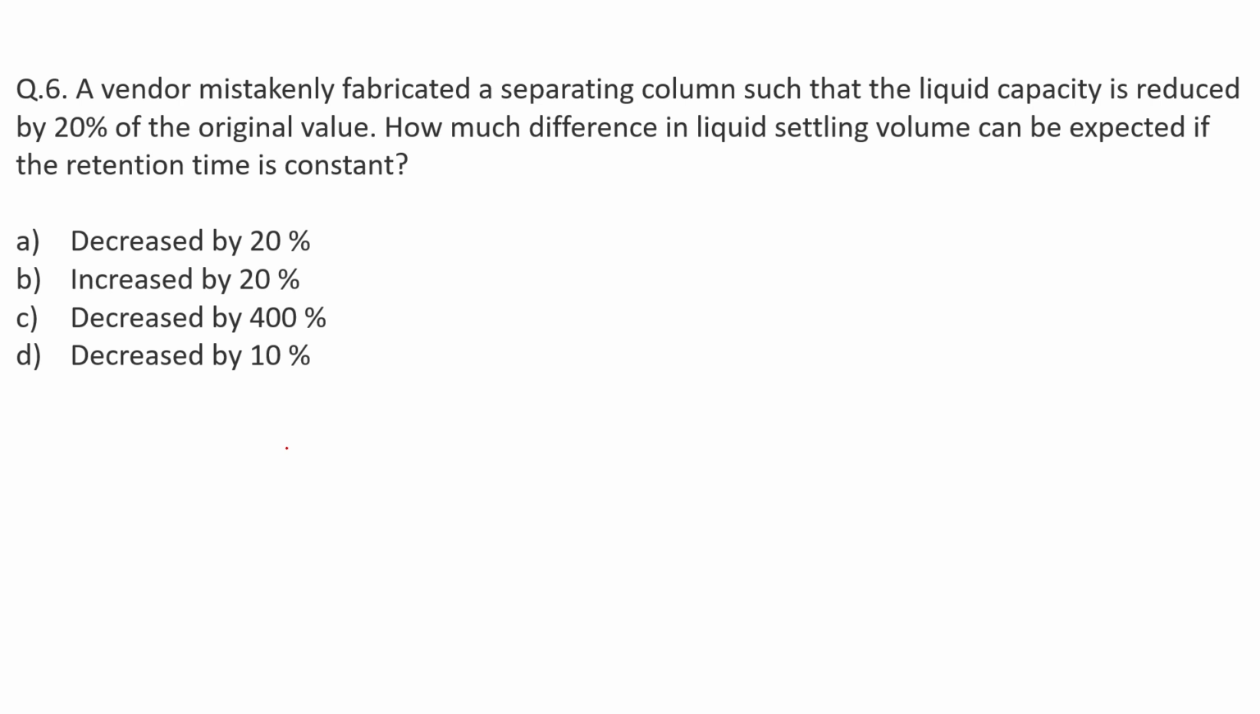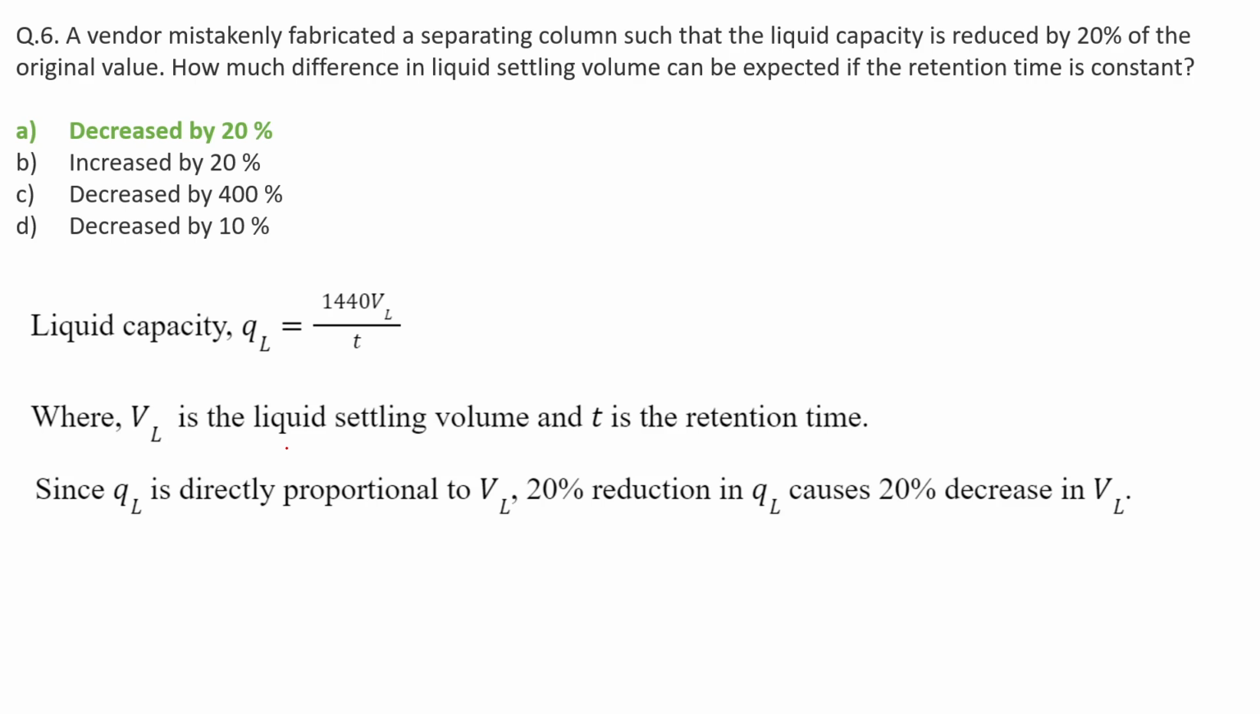So here they are talking about a relation between liquid capacity, the liquid settling volume and the retention time. There is an equation which relates all of that. The liquid capacity is equal to 1440 times the liquid settling volume divided by the retention time. So this is the equation for the liquid capacity. Here you can see the liquid capacity is directly proportional to the liquid settling volume and inversely proportional to the retention time.